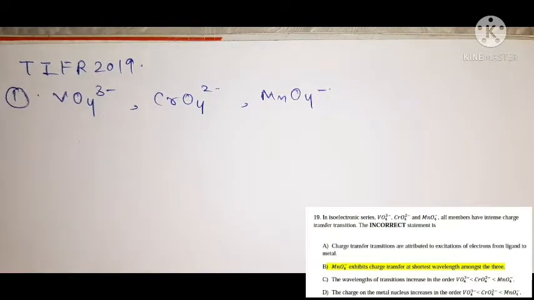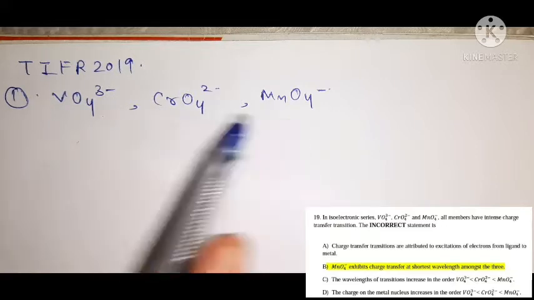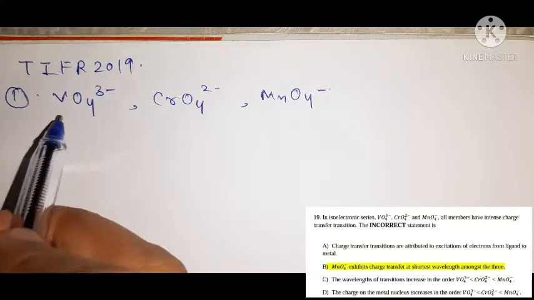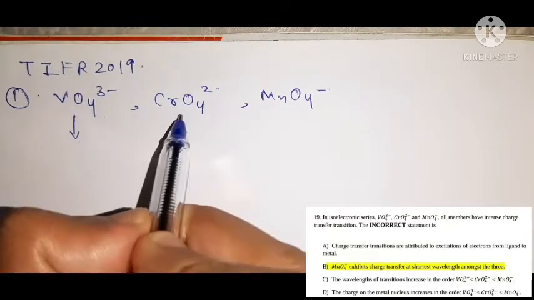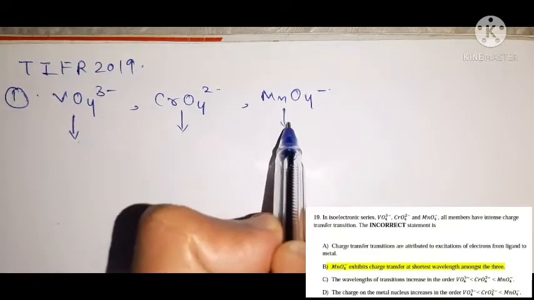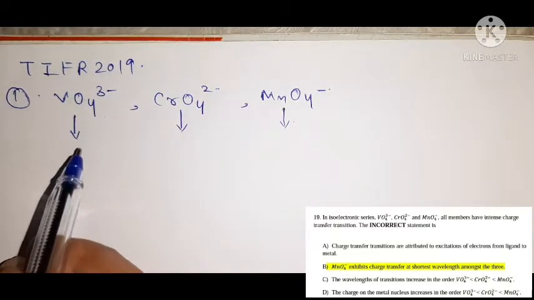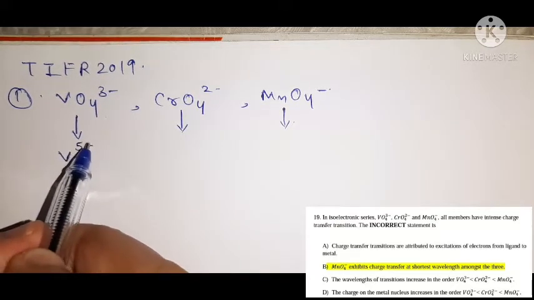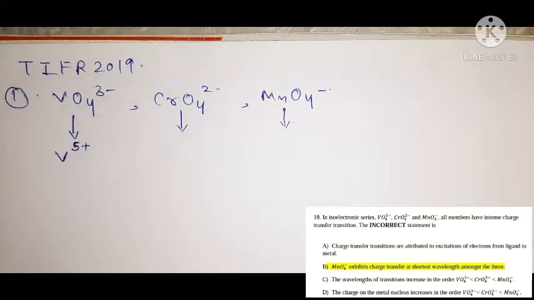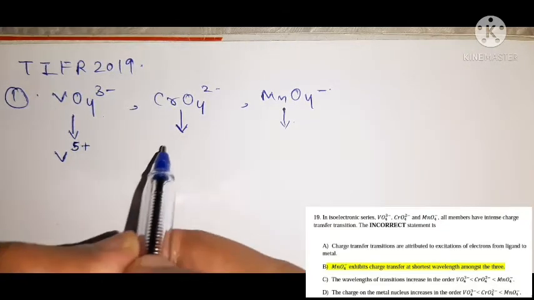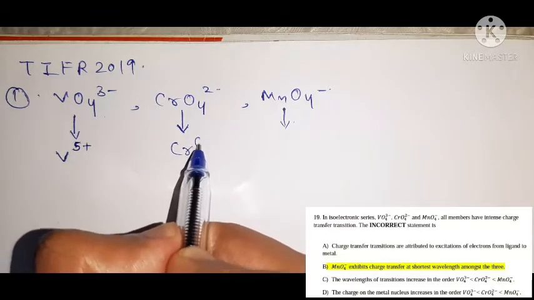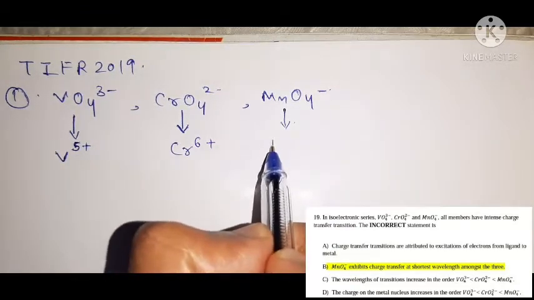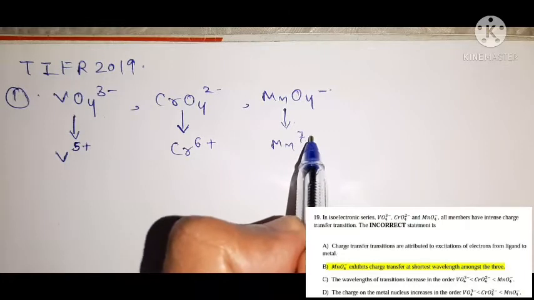Okay, so this is a complex of vanadium, this is chromium, this is manganese. So first of all you must find the oxidation state of the metal ion in these complexes. In this complex the oxidation state of vanadium is 5 plus. In this ion the oxidation state of chromium is 6 plus, and in this ion the oxidation state of manganese is 7 plus.